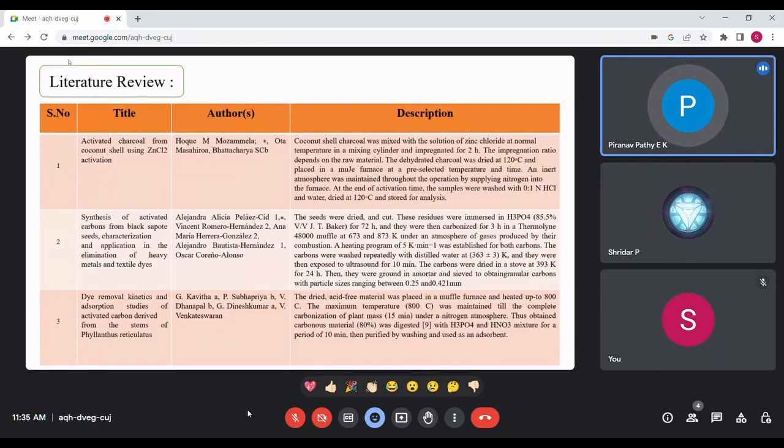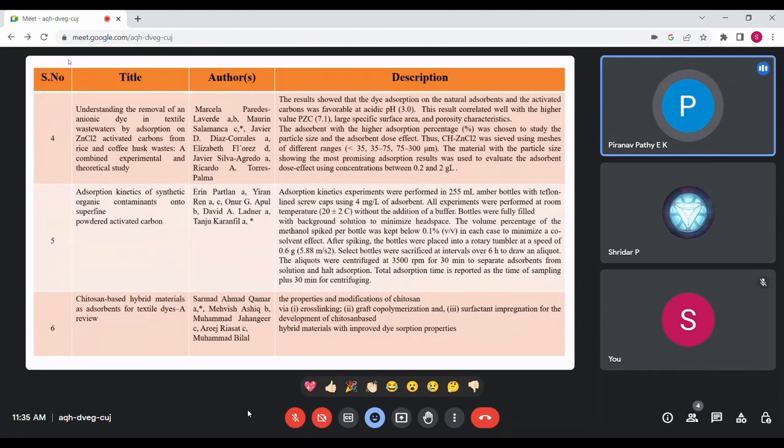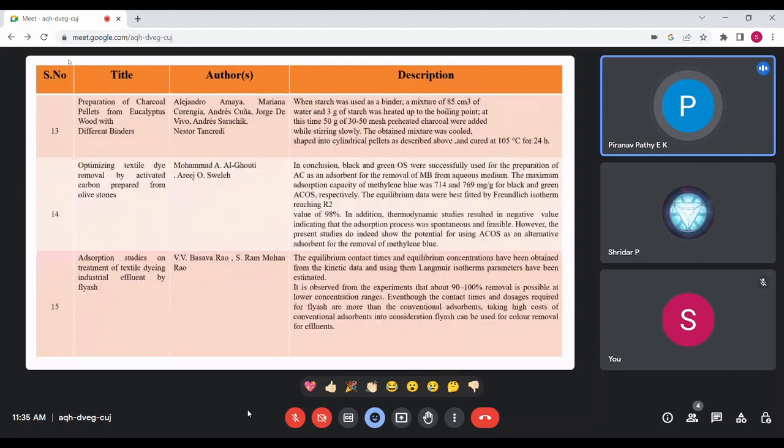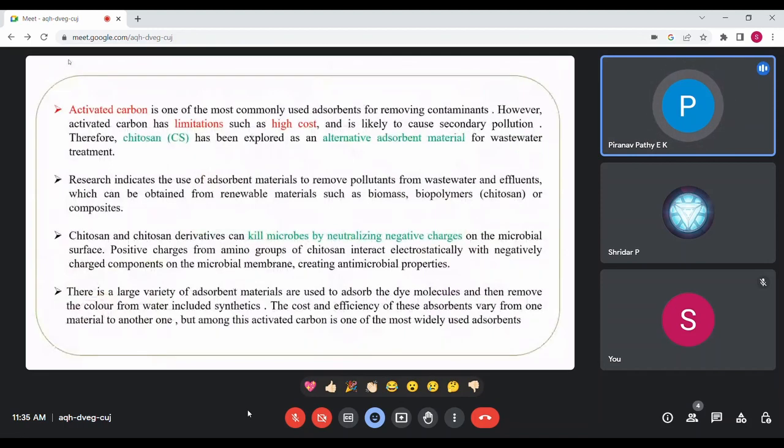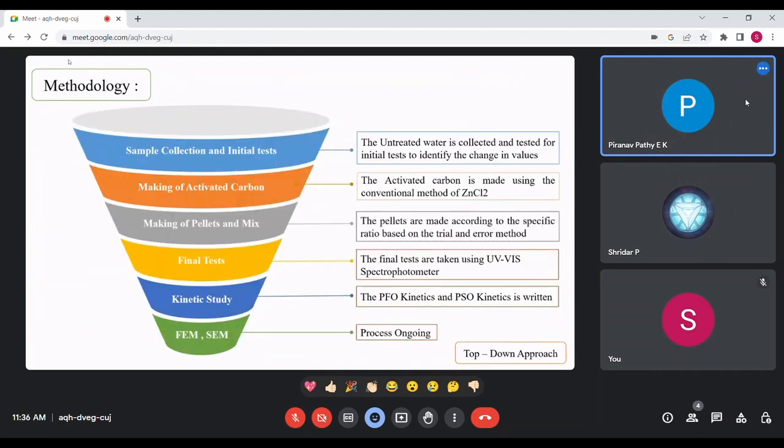Here's a short literature review on it. We have done a total of 15 literature studies, and the research gap is that activated carbon has some limitations such as high cost. So studies have been done for an alternative adsorption material, which is chitosan added with the activated carbon plus starch, which is used for neutralizing negative charges. The project objectives are four in total.